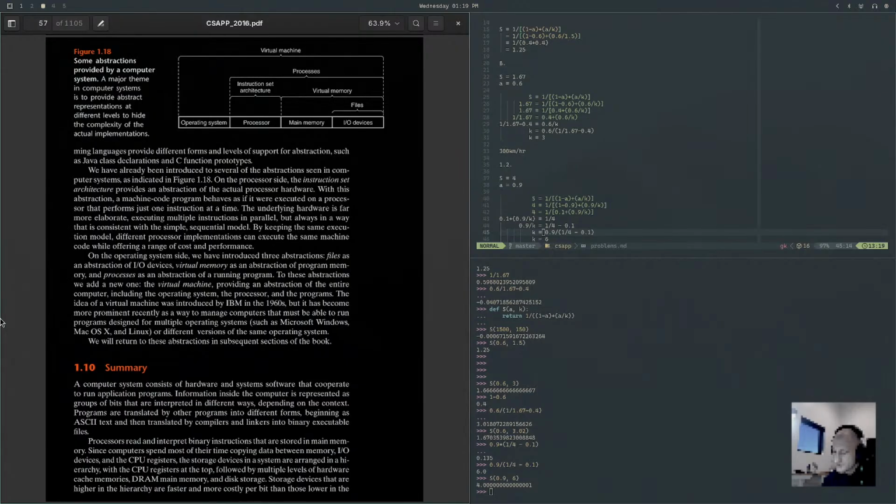Let's reread that. Information inside a computer is represented as a group of bits that are interpreted in different ways depending on the context. Programs are translated by other programs into different forms, beginning as ASCII text and then translated by compilers and linkers into binary executable files. Processors read and interpret binary instructions that are stored in main memory. Since computers spend most of their time copying data between memory, I/O devices, and CPU registers.